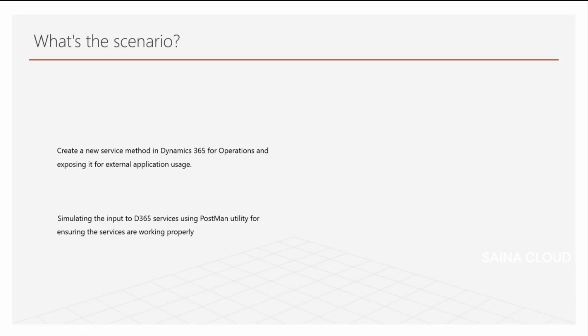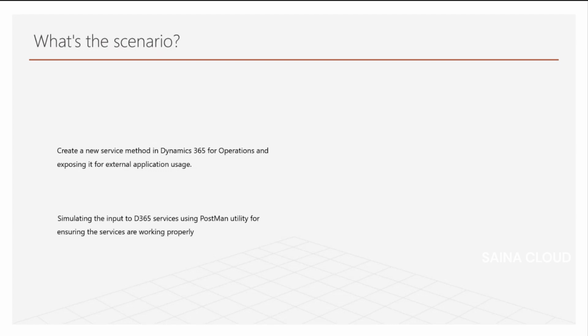So this is a scenario we'll see today. We are going to create a new service method in finance and operation and expose it for external application usage. When I say external application, this can be a .NET application, a Power Apps application, or a Java application, whatever it can be. How can an external application come in and consume the service of Dynamics?